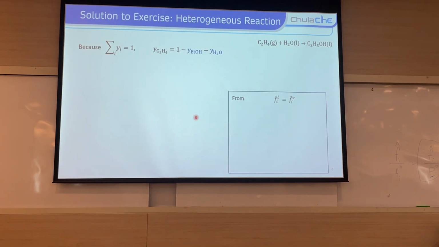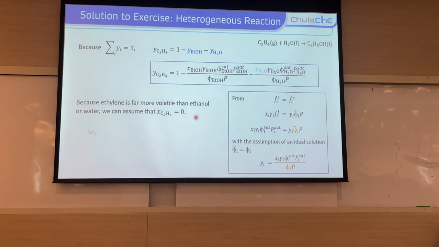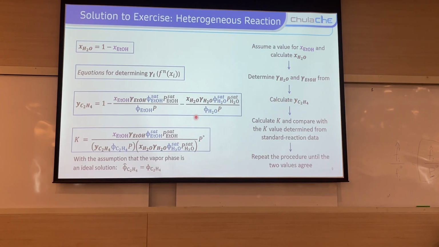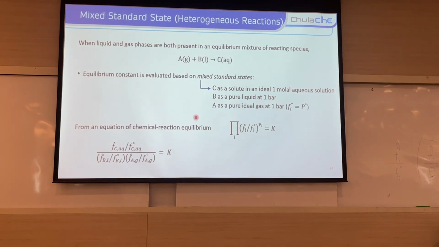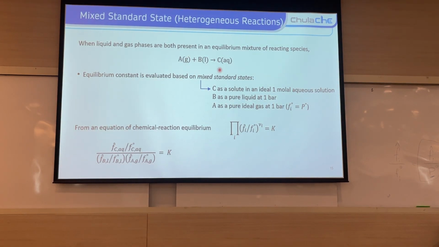But this is not the only way you can do it when you deal with a heterogeneous reaction. Another method is to consider each species separately in its own phase, as a mixed state. For example, you have the same reaction of A in the gas phase reacting with B in the liquid phase, and then you get the C species in the aqueous phase. Aqueous is a mixture where you have solute and solvent, right?